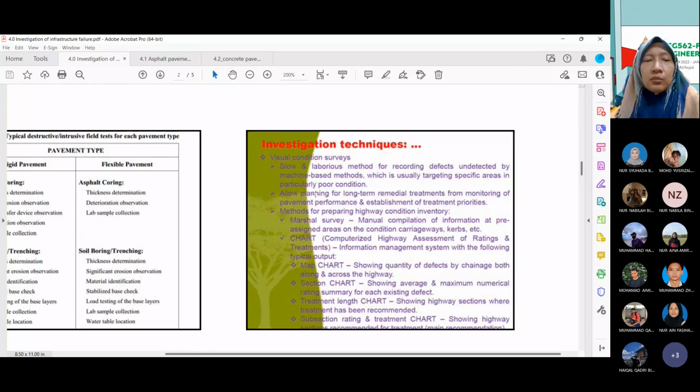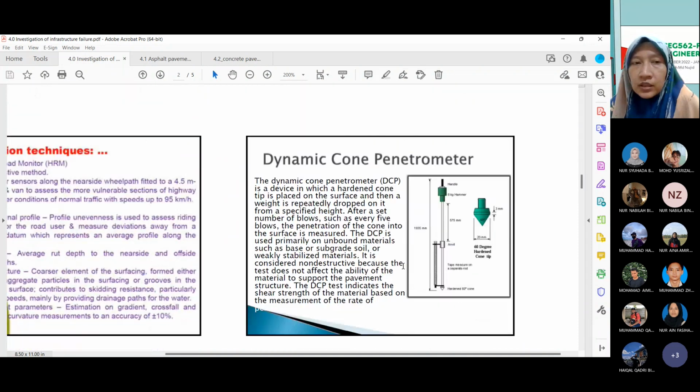So back to here, selain daripada kita buat testing tadi tu, kita boleh buat juga visual survey lah. So visual survey ni, they can give you a chart lah. Chart ni nanti you can see on the section dia, and then what is the treatment length, kemudian subsection rating, treatment dia, how do you can adopt and how do you can apply to have a proper mitigations.